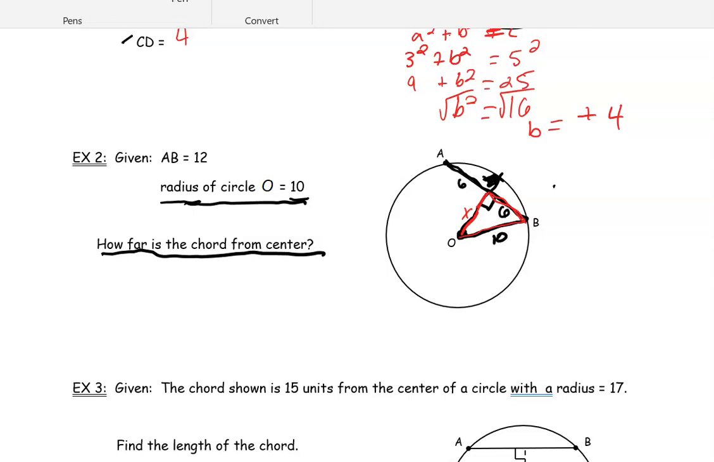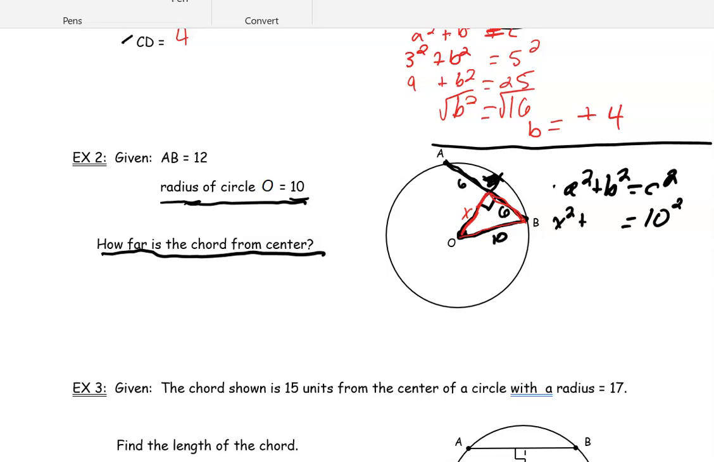So similar to what we did in the last one, set up a little Pythagorean theorem problem. A squared plus B squared equals C squared. We know C is 10. That's our hypotenuse for that red triangle. And then we would do x squared plus 6 squared. So this side, this side, this side, we're using the Pythagorean theorem. X squared plus 36 is 100.